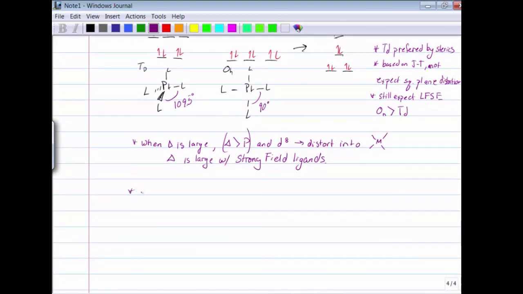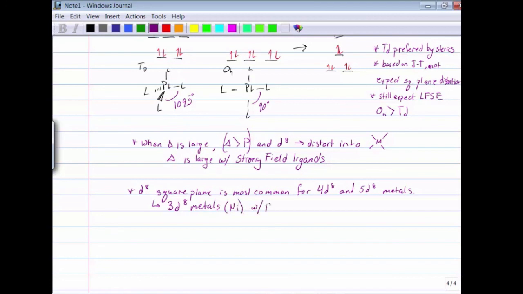Square planar d8 is most common for 4d8 and 5d8 metals. If you look at d8, just considering metal 2+ d8, palladium and platinum, which are in the 4d and 5d row, are almost always square planar. But nickel really depends on whether you have a strong field ligand or not. So nickel will be tetrahedral with something that's weaker field. So 3d8 metals like nickel.